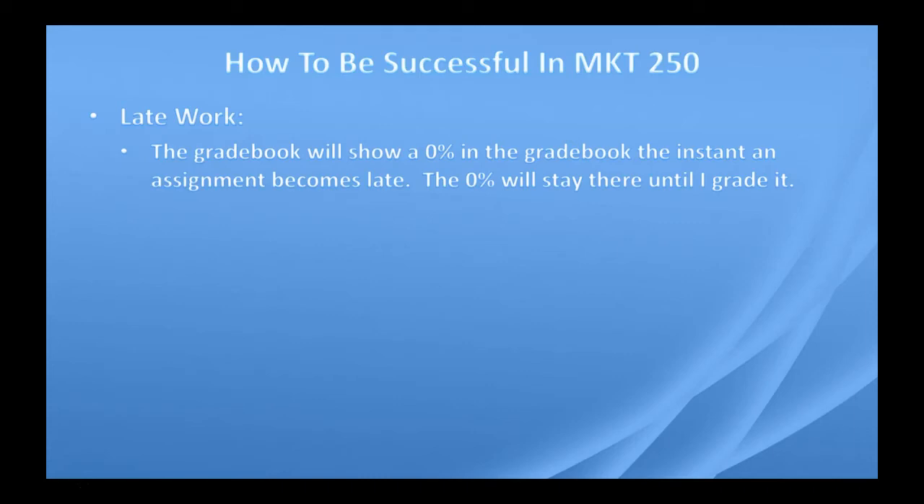Again, late work. The grade book will show 0% in your grade book slot the instant the assignment becomes late. So as soon as an assignment becomes late and you have not submitted it, you will show a 0 as your grade for that assignment. Even if you then submit the assignment, it will still show a 0 until I go in and grade it. Okay, I will go in and grade it, and once I do that, the correct grade will appear. Otherwise, until that happens, it will show a 0. So be aware of that.